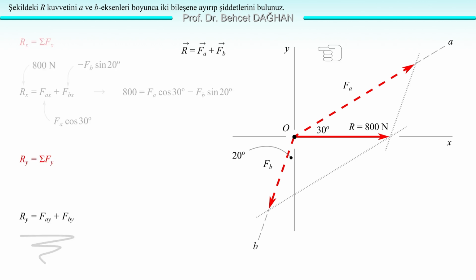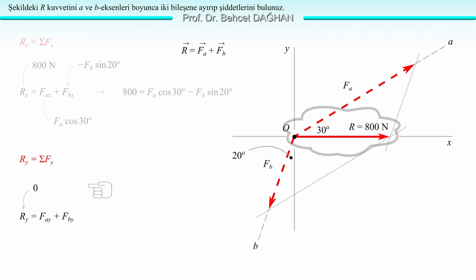Ry equals Fay plus Fby. We're adding the y components of the forces. Let's write the y component of R. The R force is parallel to the x-axis, so it's perpendicular to the y-axis. Therefore, its projection onto y is 0. Ry is 0. We see from the figure that Ry is 0, perpendicular to the axis.